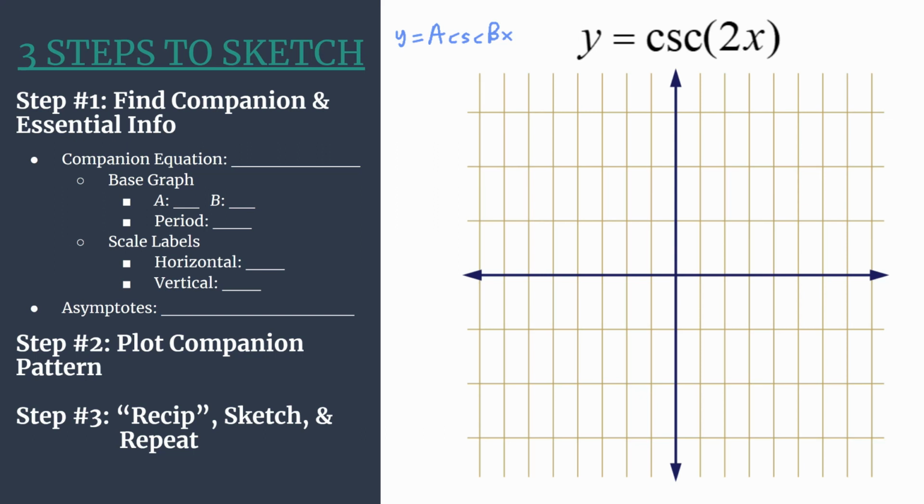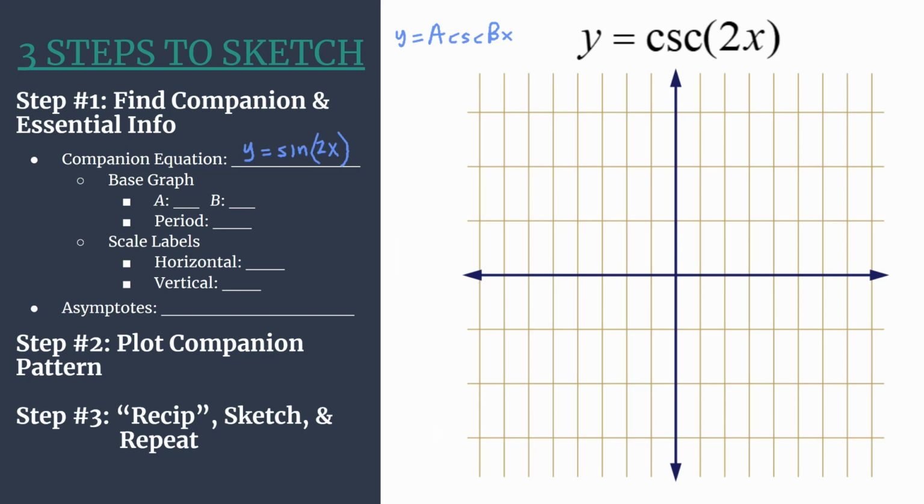We'll find the companion equation and its essential information. So the companion equation is simply the reciprocal equation. We'll just replace cosecant with its reciprocal, sine. So all you have to do is write the companion equation as y equals sine 2x. So we'll graph sine 2x first, and then we'll take the reciprocal of that graph to get the graph we actually want, y equals cosecant 2x.